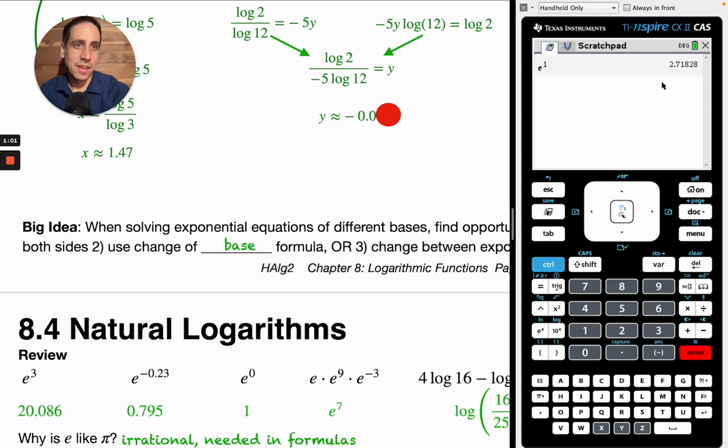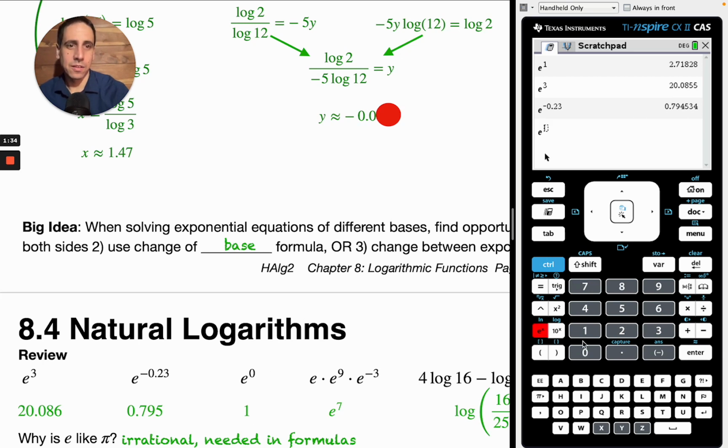E to the first is 2.71828, and it just keeps on going, but my calculator rounds. If you wanted to, you could also do E to the third power. Enter. You get about 20.086. That's like E times itself 3 times, but you don't even need to have a real solid idea of what the exponent could be. Like this could just be negative 0.23, and you turn that into a very small decimal and round it.